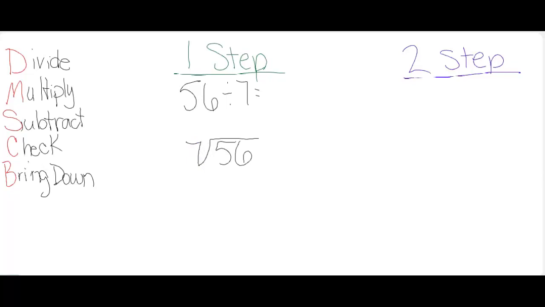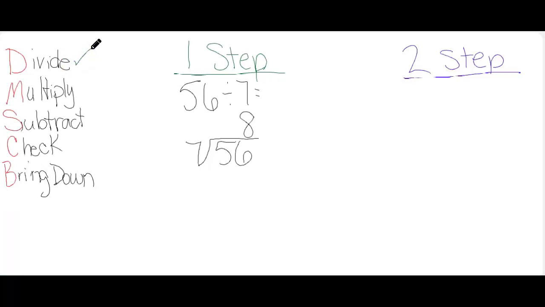Again, as we know, that's a basic fact. We all should know that that is 8. So I'm going to put the quotient, the answer, on top of my division symbol. And now that I have done my first step, I have divided, we are now going to do the second step, which is to multiply.